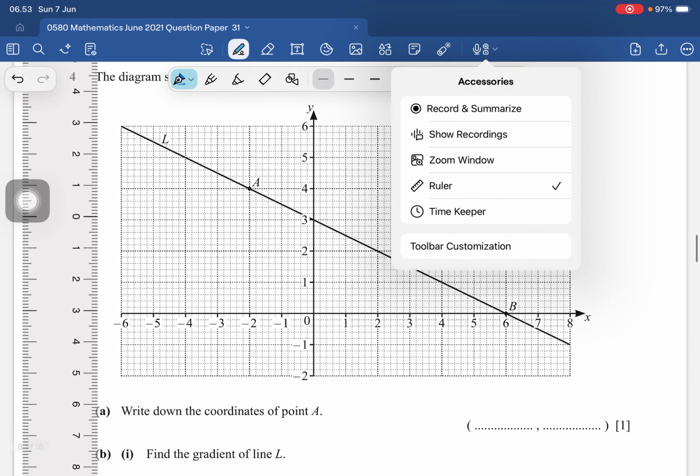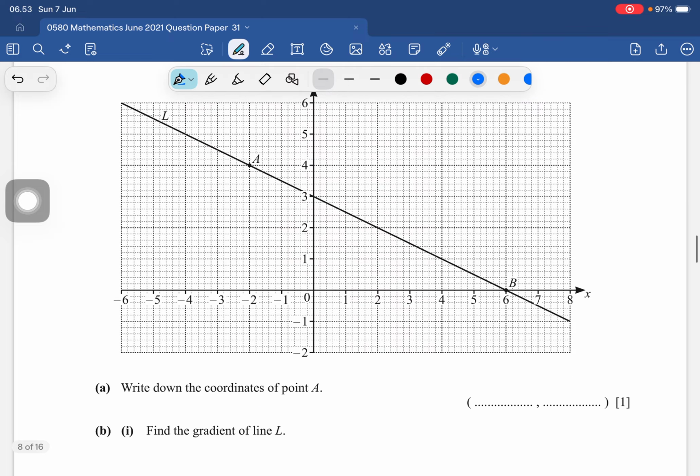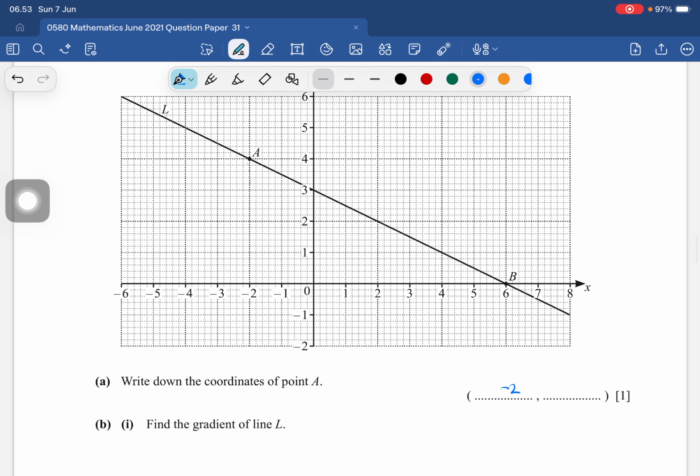Number 4. Write down the coordinates of point A. This is point A, and we write it starting from x. So x equals -2 and y equals 4, so the point is (-2, 4).